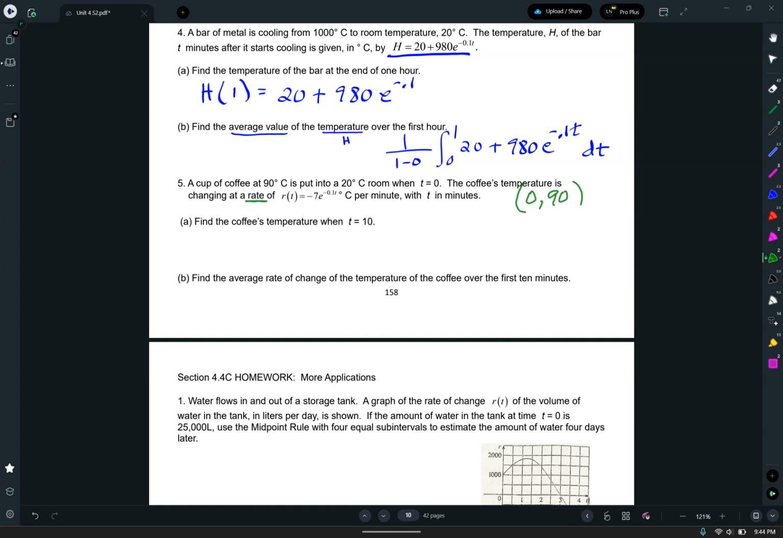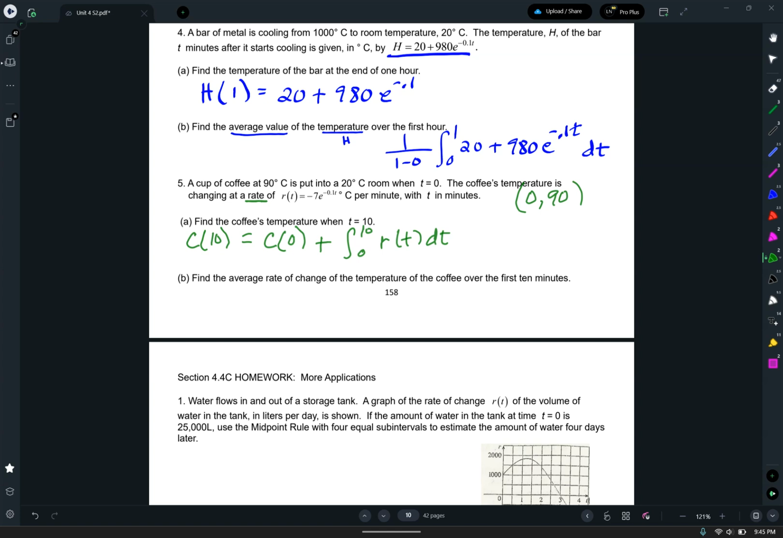So letter A says, find the coffee's temperature when T equals 10. Well, this is what we did yesterday in class when we used that adjusted version of the fundamental theorem. So if I want to find the temperature at 10, instead of T for temperature, I'll say C for the temperature in Celsius. So the temperature at 10 is going to equal the temperature at, my C's are looking like parentheses, sorry, it's going to equal the temperature at time 0 plus the amount of change from 0 to 10 of that rate function, so of R of T. And of course, you can fill in the 90 for the C of 0 and do your integration and simplify.